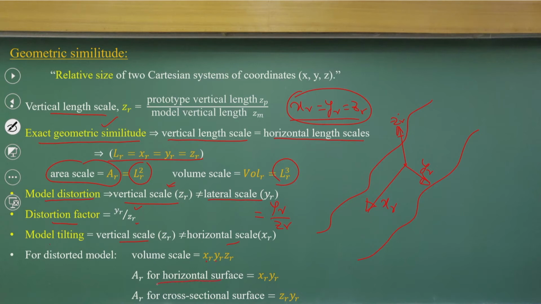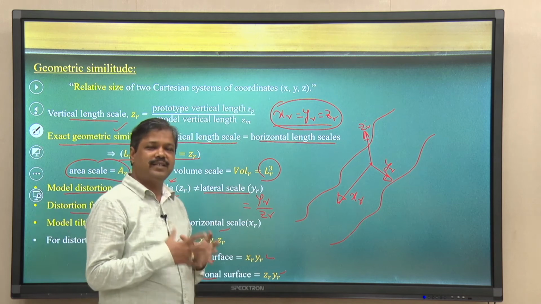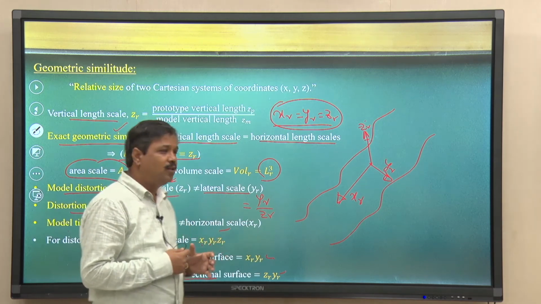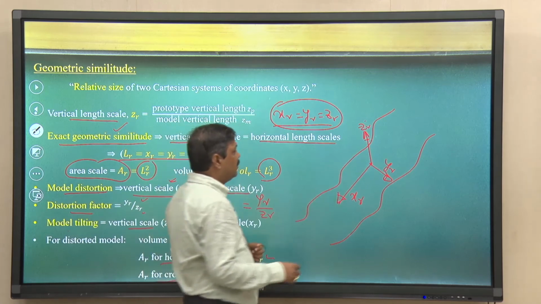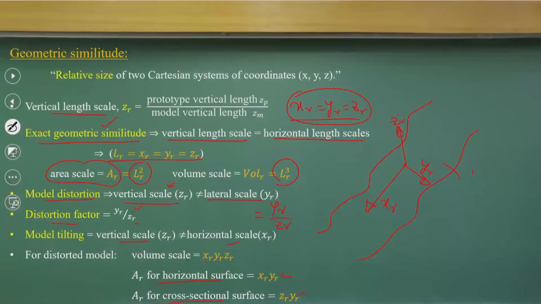The horizontal surface and the cross section surface can be interpreted like this. Basically, when you use a distorted model, XR, YR, ZR are different. Otherwise, if you have an exact simulation model, you use LR. So, for that, the area will be LR squared and the volume will be LR cubed.